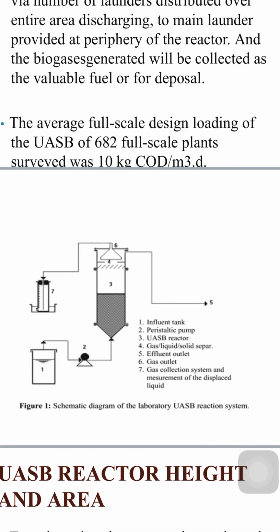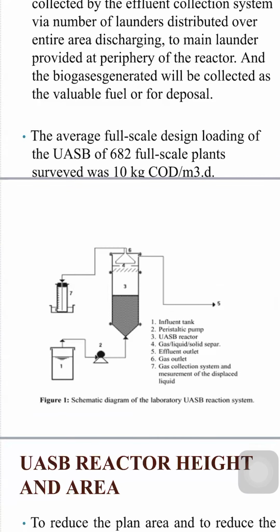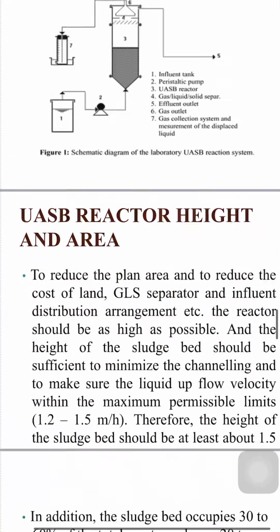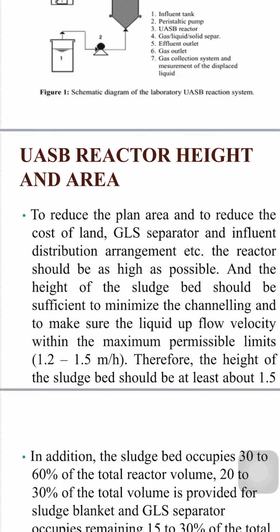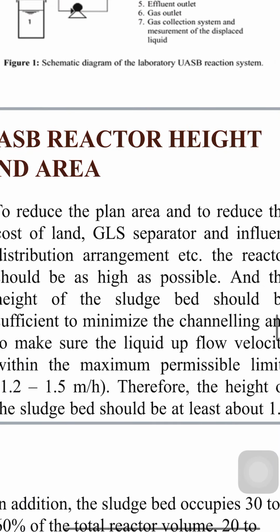This was the diagram of the reactor. Mainly 7 systems are available: effluent tank, peristaltic pump, USB reactor, gas solid separator, effluent outlet, gas collecting system, and measurement of displaced liquid. Now we will look at the USB reactor height and area. To reduce the plant and the cost of land, GLS separator and the effluent distribution arrangement etc.